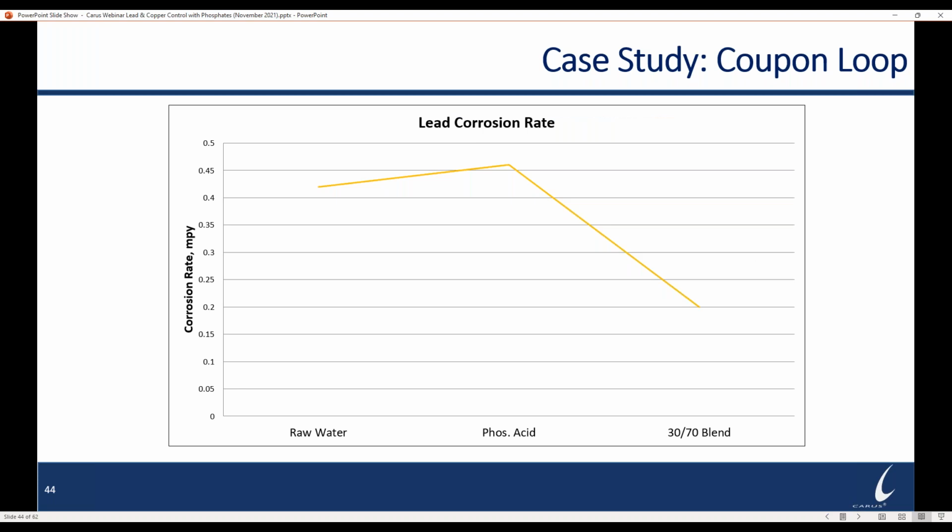In this case, looking at their corrosion rate, they used phosphoric acid, so a straight orthophosphate, and they used a 30 poly 70 ortho blend, also at 1 part as total phosphate. What you can see from the coupon data was with phosphoric acid, the corrosion rate for lead was roughly close to the same. What that would tell you is you probably would have to increase the dosage to 2 or 3 milligrams per liter with phosphoric acid in this situation. The blend did show a reduction in the corrosion rate for lead.